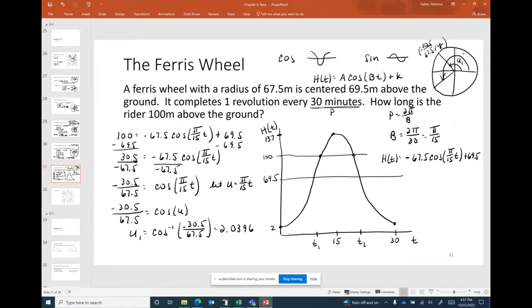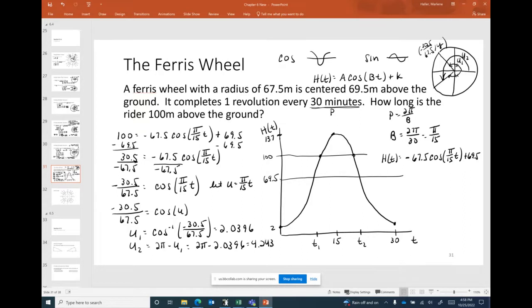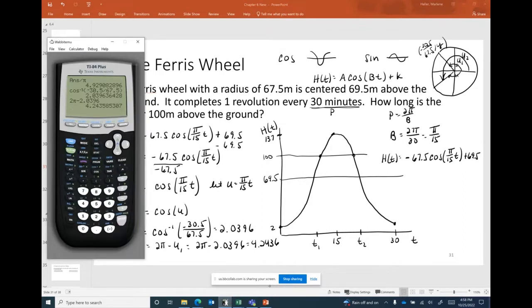Now u sub 2 looks like it's going to be 2 pi minus u sub 1, because that angle there matches this angle here. So this is my first occurrence, and my second occurrence is over here at 2 pi minus 2.0396. Let's see what that is. It's 4.2436. Yeah, that's right. Okay, so now what?